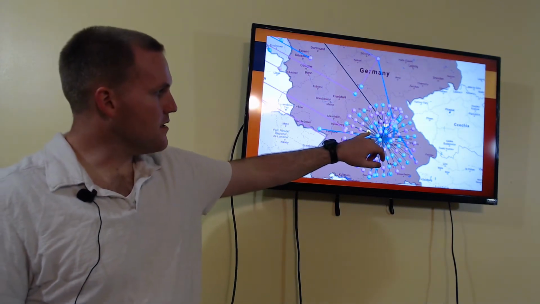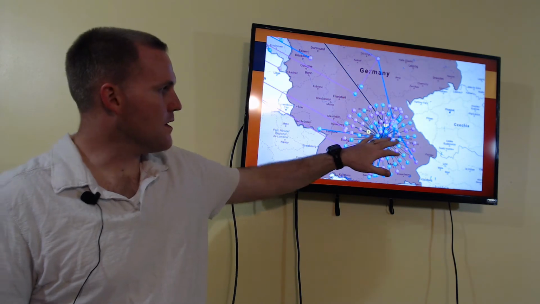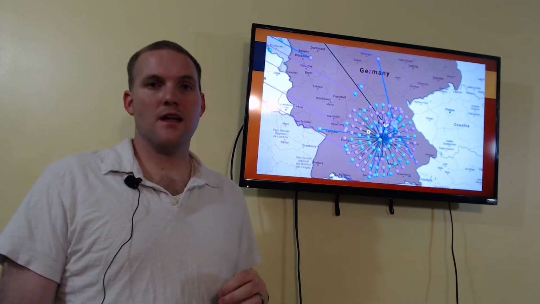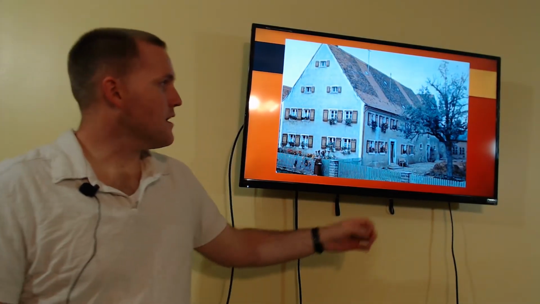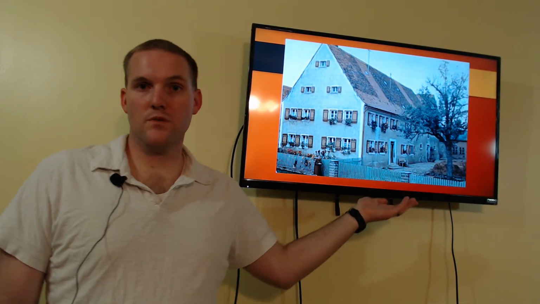This little dot here, this yellow dot number 4, was actually a very special man named Johann Schreiner, and he lived there, in that town. This is the home where he was born and raised.